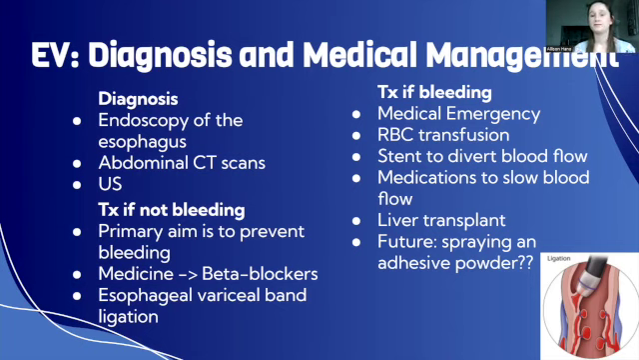But if the varices do start bleeding, this is a medical emergency. And some ways to treat this are a red blood cell transfusion, just due to the blood loss that the patient is experiencing. A stent to divert the blood flow away from the portal vein to hopefully slow down the blood flow out. And then that includes using medications to do the same thing. And then if this just kind of becomes unmanageable with medications or the ligation, a liver transplant is likely.